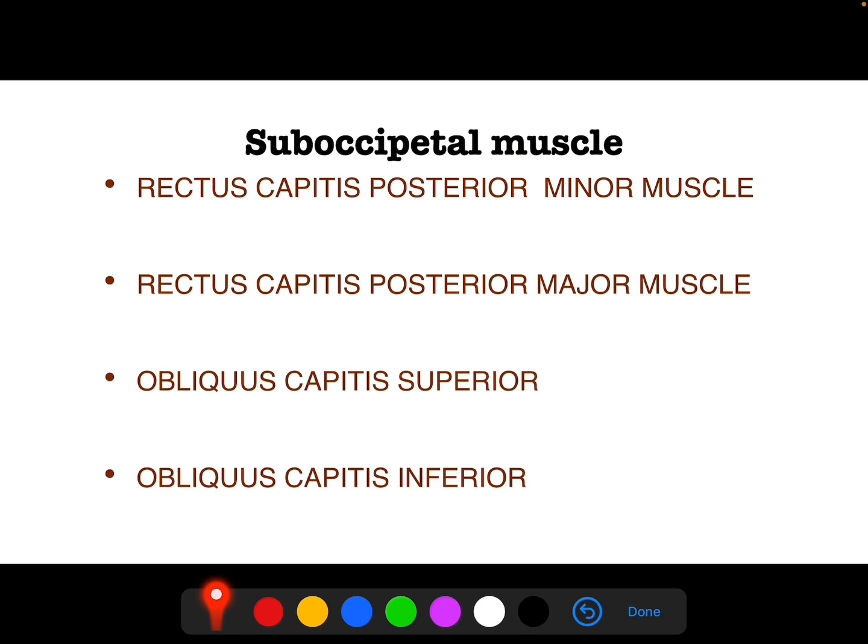Now let's move on to the next group of muscles, the suboccipital muscles. This group includes rectus capitis posterior minor muscle, rectus capitis posterior major muscle, obliquus capitis superior and obliquus capitis inferior.